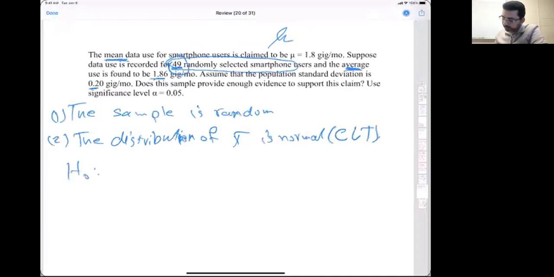Now the null and the alternative hypotheses. The mean data used for smartphone users is claimed to be mu equal to 1.8. So this is the null hypothesis. Does this sample provide enough evidence to support this claim? It doesn't say it's greater than 1.8 or less than 1.8. Doesn't say that. So we suppose this is a two-tailed test.